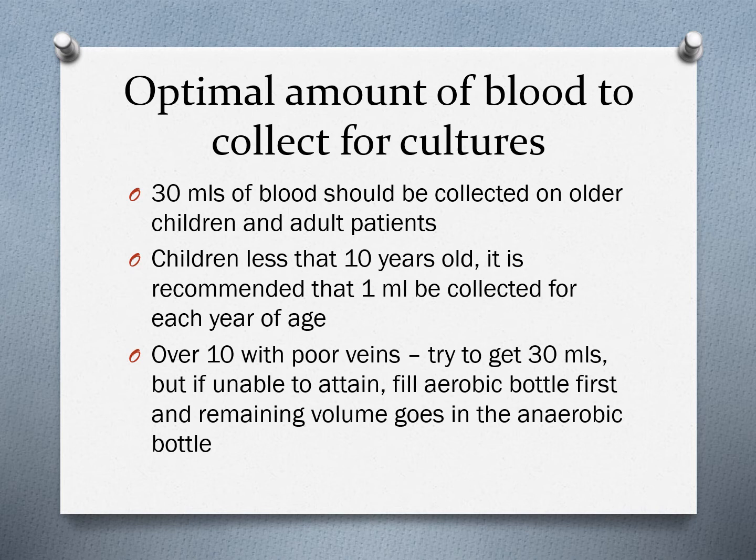If you have a patient that's over 10 but they have poor veins, try to get the full 30 mLs, but if you're unable to, fill up the aerobic bottle first and put the remaining volume in the anaerobic bottle. Aerobic bottles will eventually grow out Bacteroides and Fusobacterium, which are both anaerobes. Both are typical anaerobic causes of septicemia. Aerobes will not grow in an anaerobic bottle. Okay?